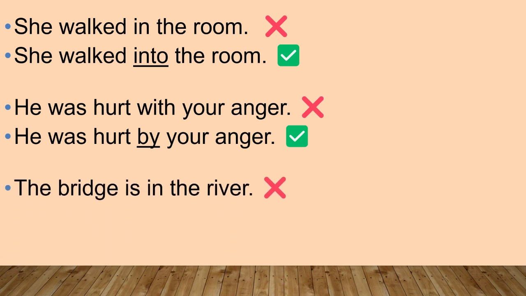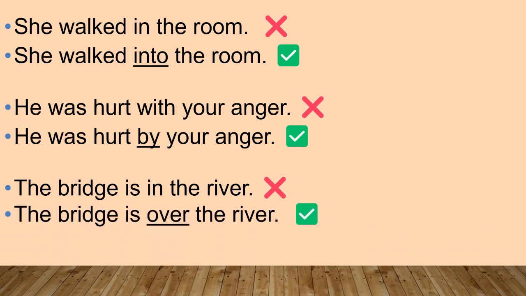The bridge is in the river. That's not correct. The bridge is over the river. That is the correct form.